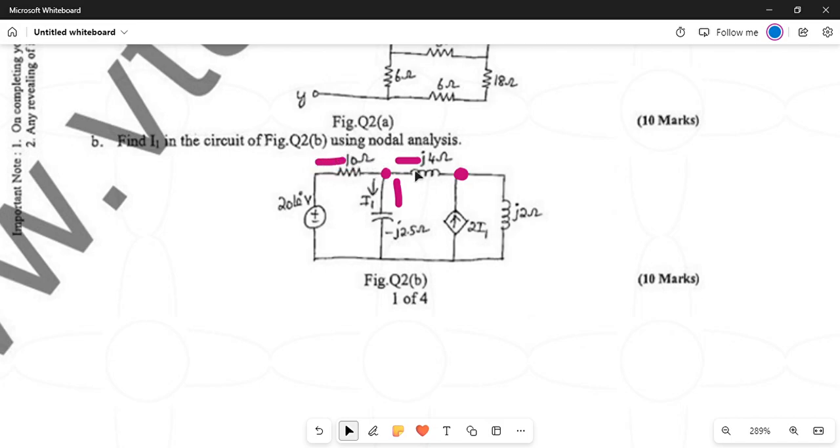This 10 ohm, this J4 ohm and this minus J2.5 ohm, all three are connected at one point, right? You can see this 10 ohm is connected to this point, this minus J2.5 ohm is connected to this point, and this J4 ohm is connected to this point. Since all three are connected to the same point, I say that the point wherein two or more nodes are connected is my principal node, and here this is my one node, which I call V1. Fine, V1.